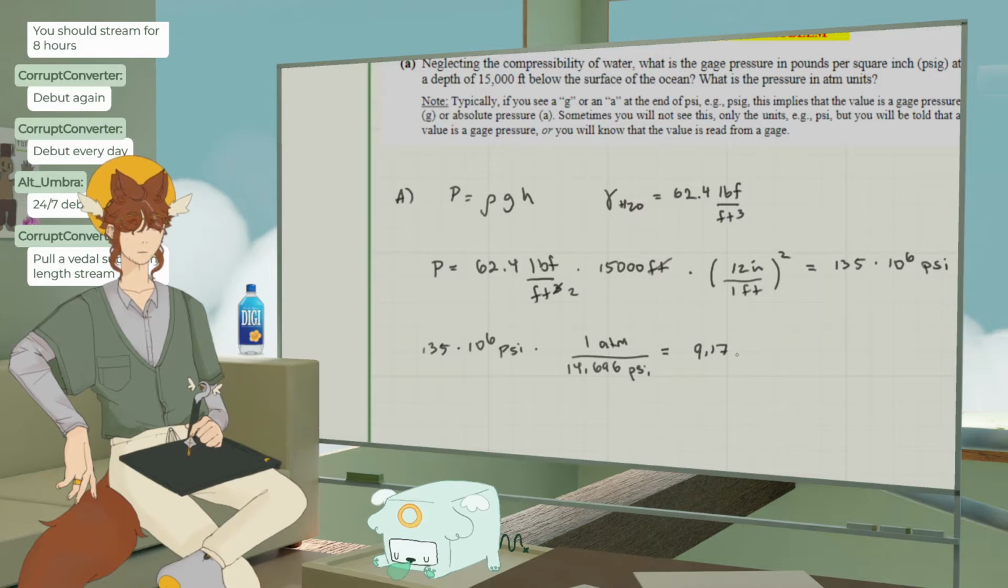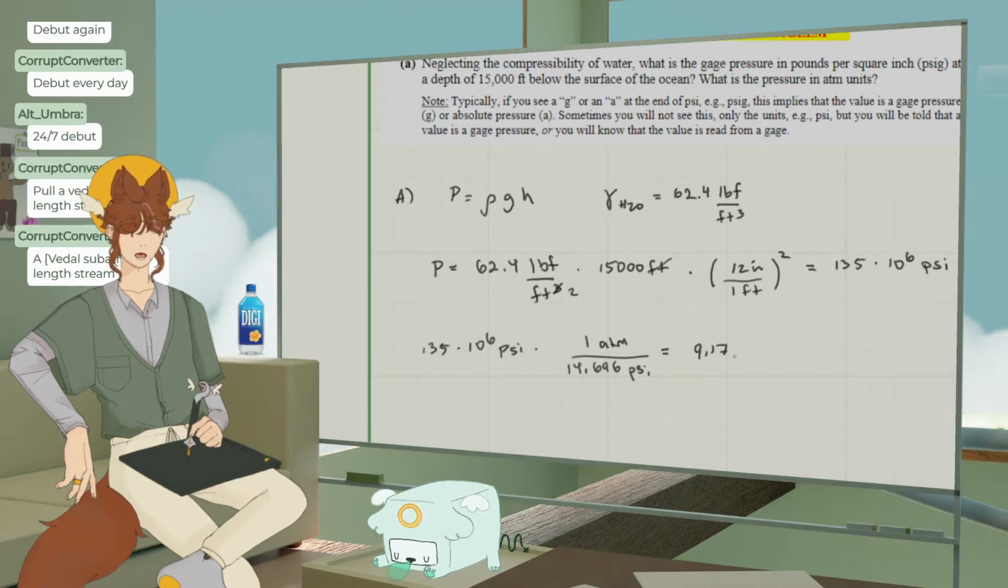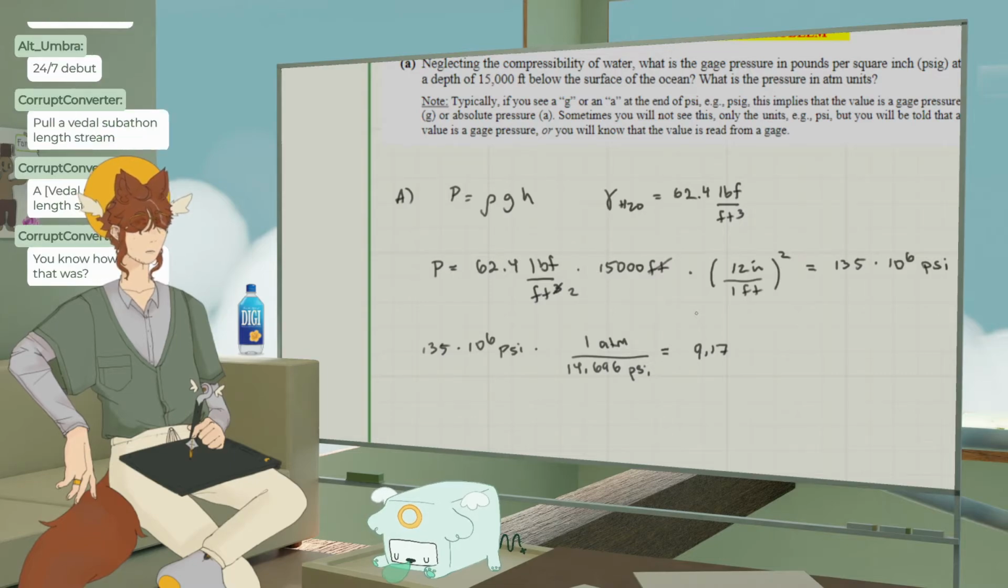14.696. That's a lot of atmospheres. Does that make sense? How much is 1 atmosphere? How deep is 15,000 feet? A mile is 5280, so 15,000 divided by 5280. Okay, almost 3 miles underwater. Does that make sense?